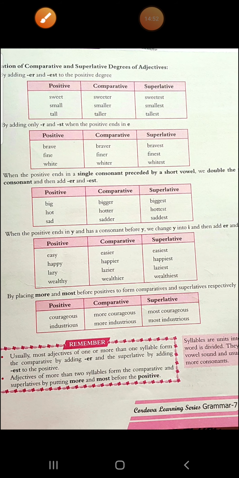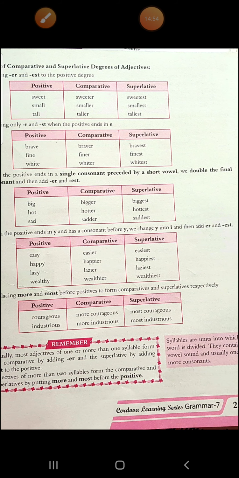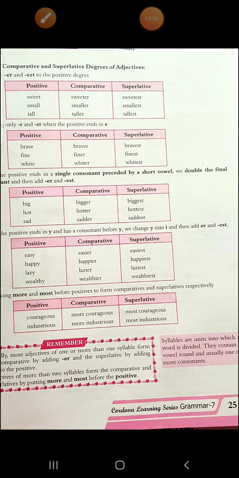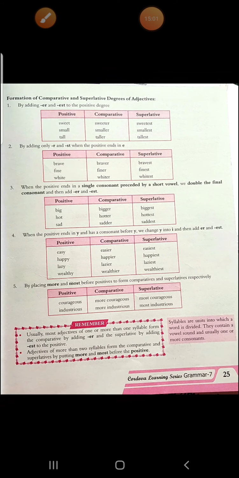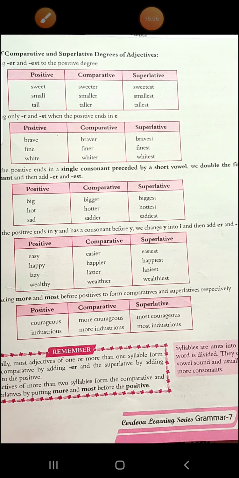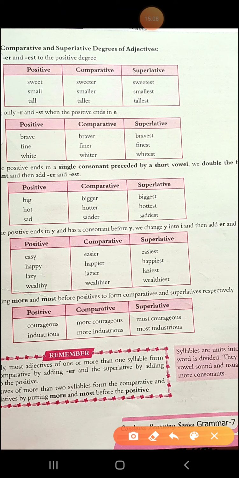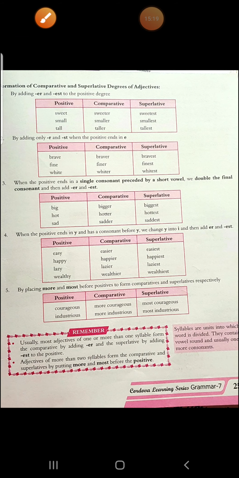Now see, by placing more and most before positives to form comparative and superlative. There are certain words in which all these rules are not applicable. So what we add is more and most. In comparative we add more, and in superlative we add most. So courageous becomes more courageous, most courageous. Industrious becomes more industrious, most industrious. Alright, so these are the ways by which we can form comparative and superlative degrees of these adjectives.